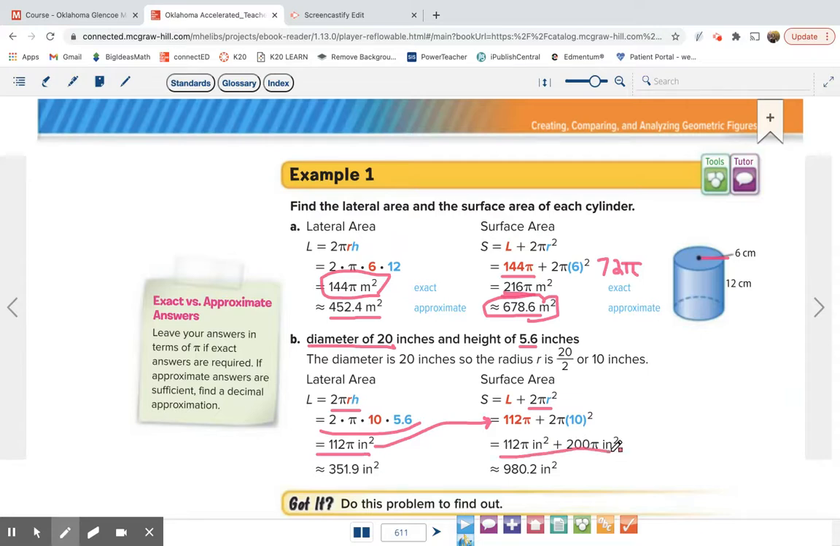So right here is what I'm talking about. They finally wrote it out. 112 pi plus 200 pi. You can combine those. So that way when you're plugging it in your calculator, it's more accurate. So we would have 312 pi. Then plug that in the calculator and round to the nearest tenths place, and we get 980.2 square inches.